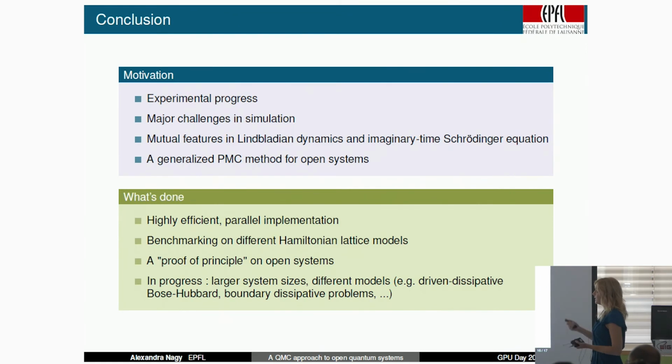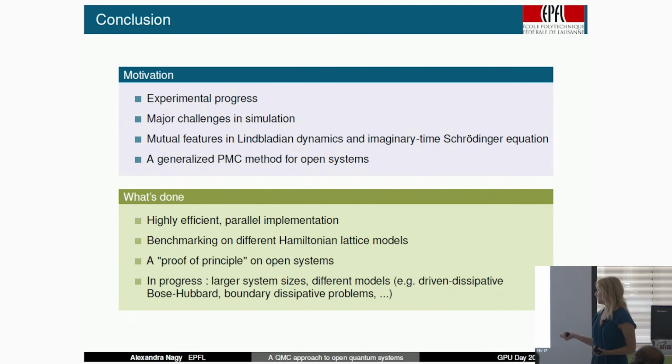So now I would like to conclude my talk. In the beginning, I showed you why these systems are so interesting in recent years, but also that the simulation represents a major challenge. I told you about our approach, which is a generalized projector Monte Carlo method. And I showed you our preliminary results.